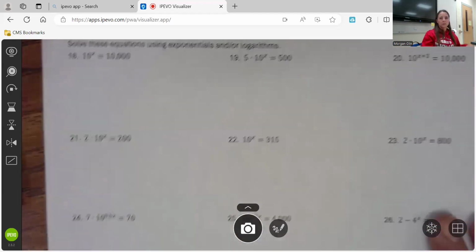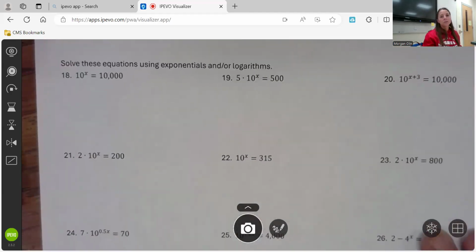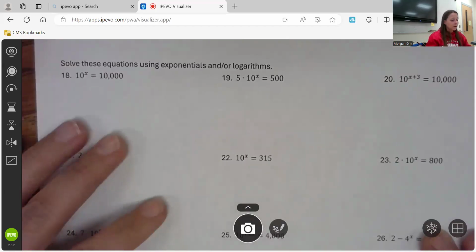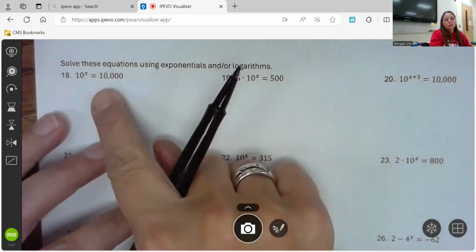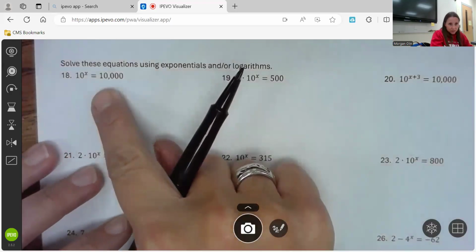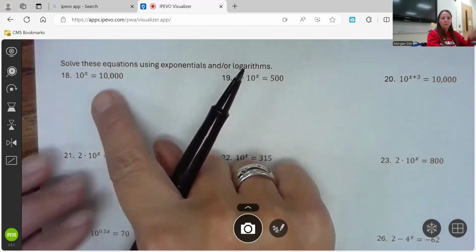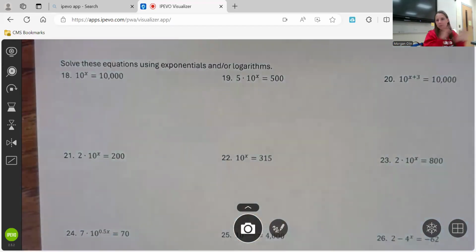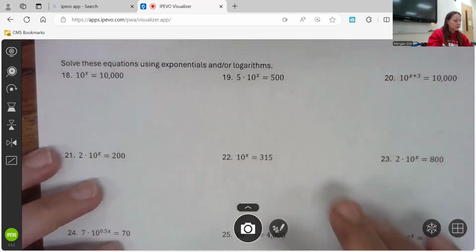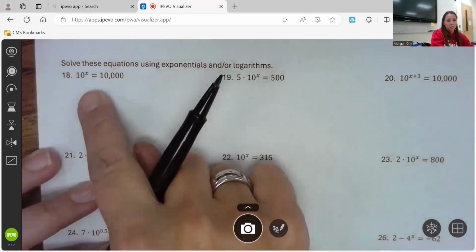All right, so here we go. Solve these equations using exponentials and/or logarithms. If it's written in an exponential, we can actually use logs to solve this. Now, we could do what we did just a second ago with the warm-up. You put one side in, put the other side in, and just find their intersection. We can do that. But I do want you to be able to write this in log form.